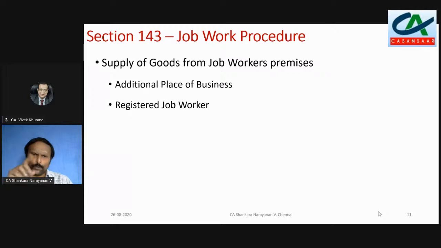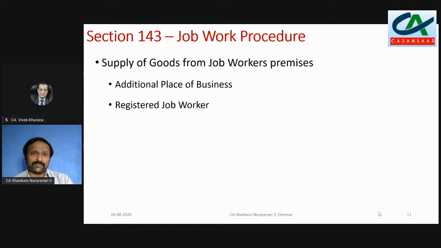So this is something which is a unique restriction. Should my job worker always be a registered person? Not necessary. Only if you are going to dispatch the goods from the job worker's premises to your customer. The supply of goods is going to happen from the job worker's premises to your recipient. Then the job worker has to be a registered person. If the job worker still says that I am below 20 lakhs, why should I get registered? No issues. He can stay as an unregistered person, but you have to add him as an additional place of your business. The challenge that most of us would face, especially in the NCR, National Capital Region, is that we have the 3 states.